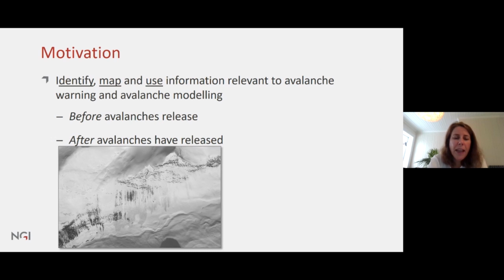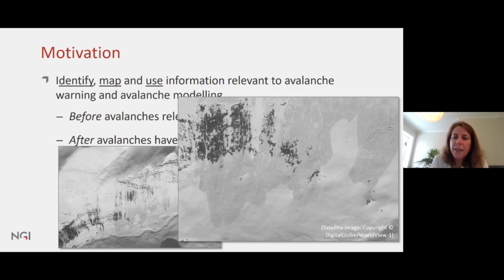You see here a black and white satellite image taken from 500 kilometers above ground. If you zoom in, you can see an incredible amount of detail. You see the avalanche deposits, you see the bare rock in the slopes where the snow has released, and you see also where the snowpack is not impacted by the avalanches. This type of data is the data we want to exploit in our work.